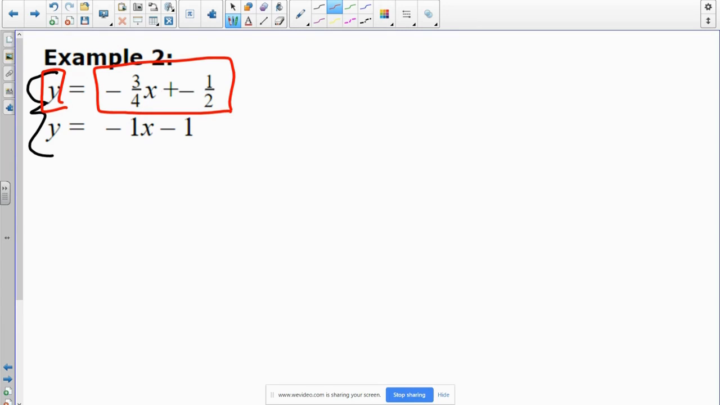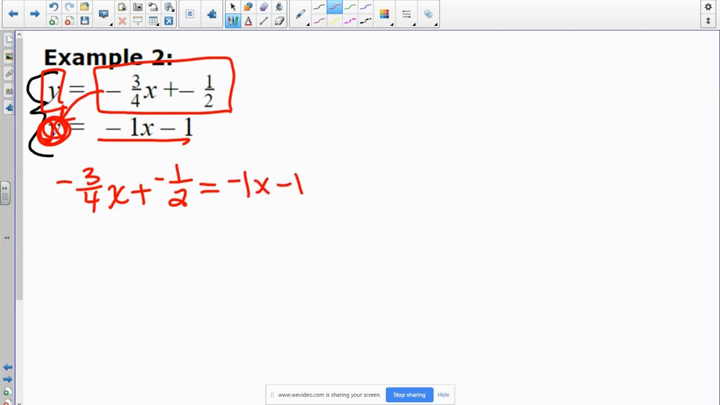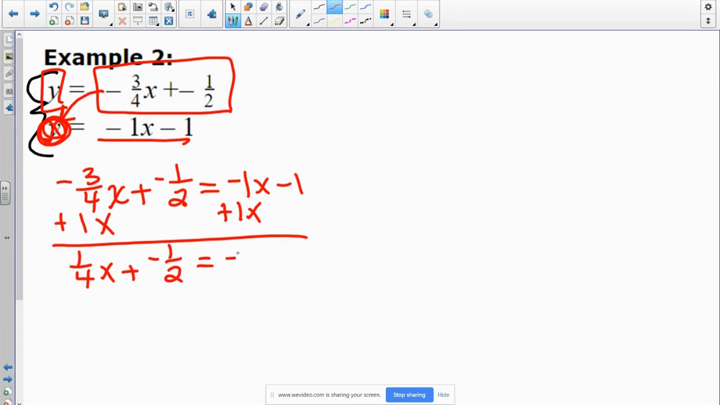So I'm going to look at the other equation, and instead of this y here, I'm going to substitute -3/4 x plus -1/2. So when I do that, it will look like -3/4 x plus a -1/2 equals, because I replaced the y right here, and it still equals -1x minus 1. And we're going to go ahead and solve. I'm going to take care of the x's first. Since this one's smaller, I'm going to add 1x to both sides. I get 1/4 of an x plus -1/2 equals -1.